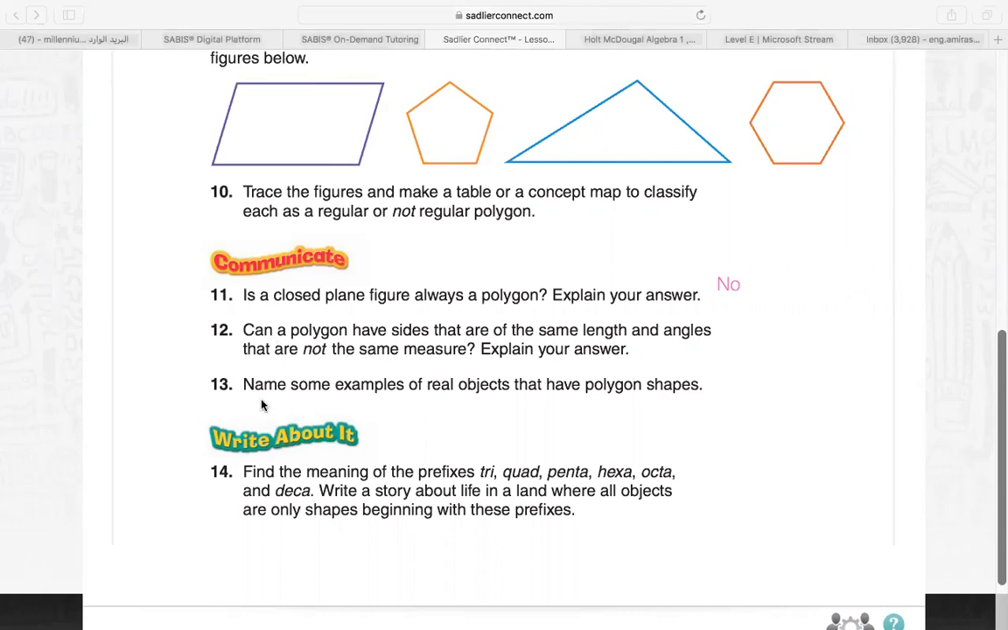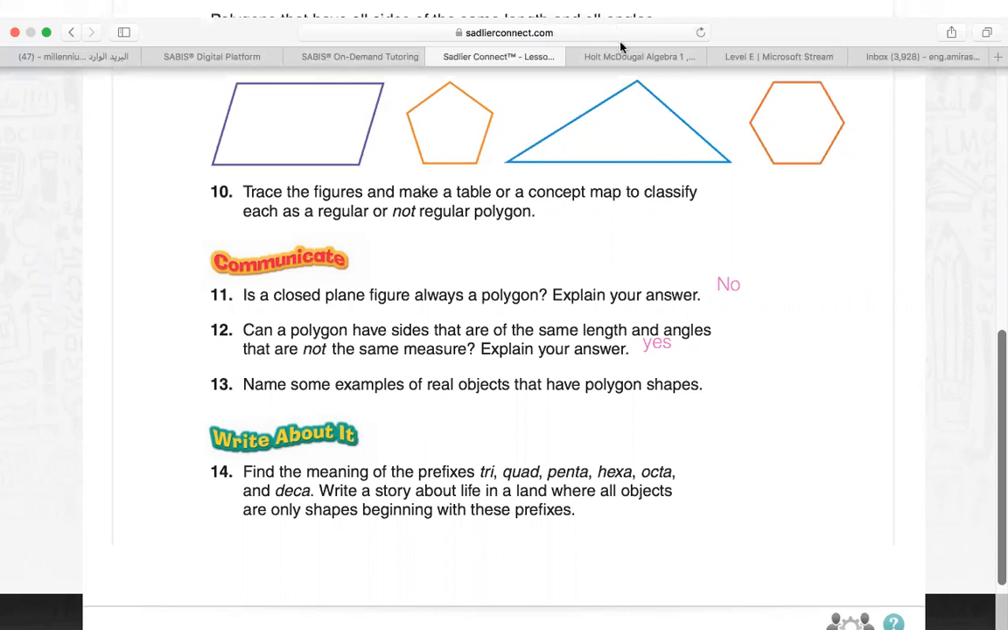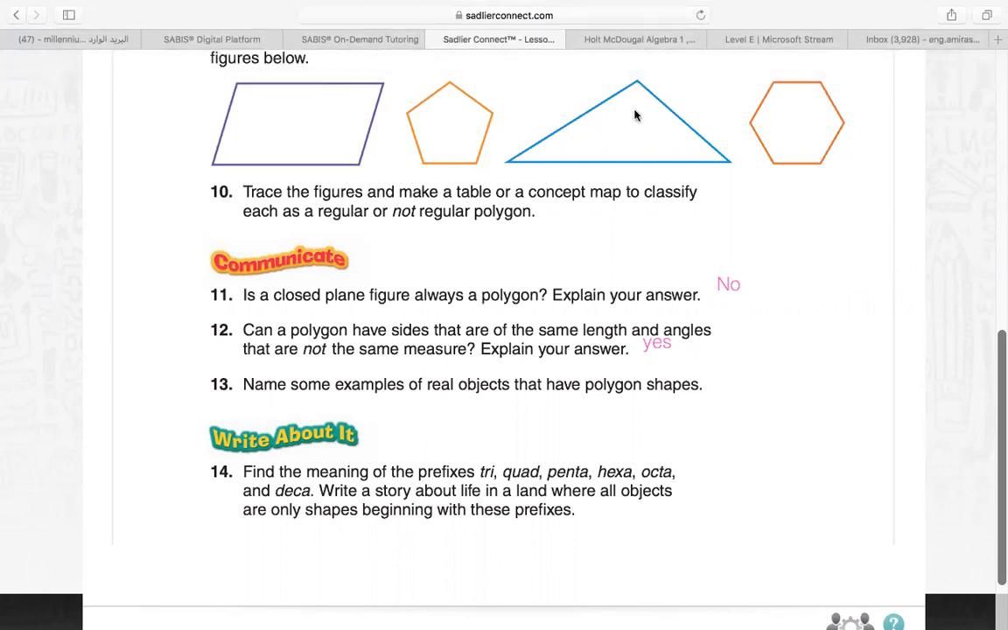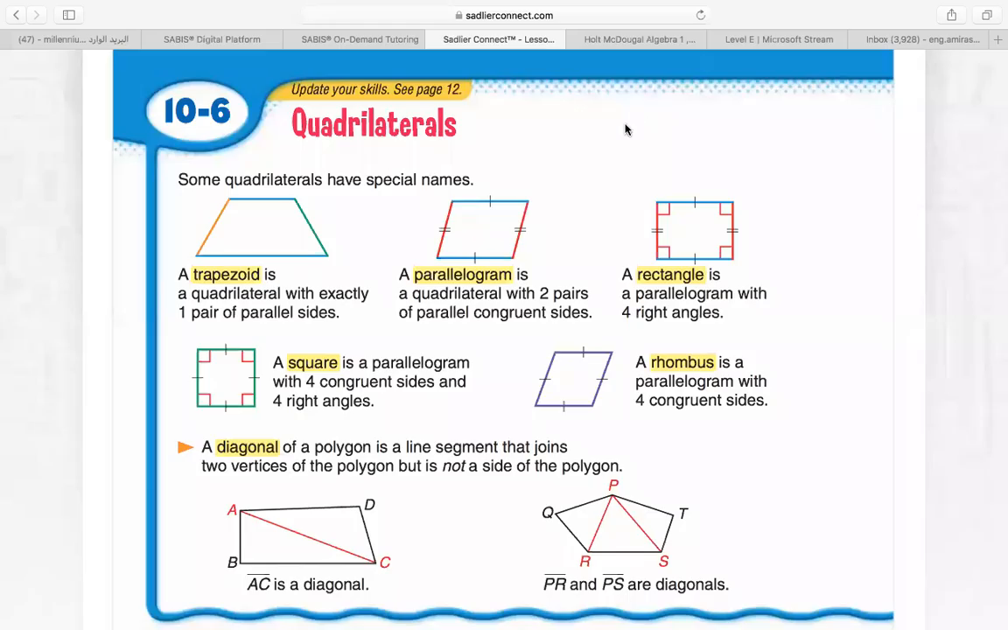Number 12: Can a polygon have sides that are the same length and angles that are not the same measure? Yes. Okay, girls, we're done with this lesson now. Now we're going to start chapter 10, lesson 6, quadrilaterals.